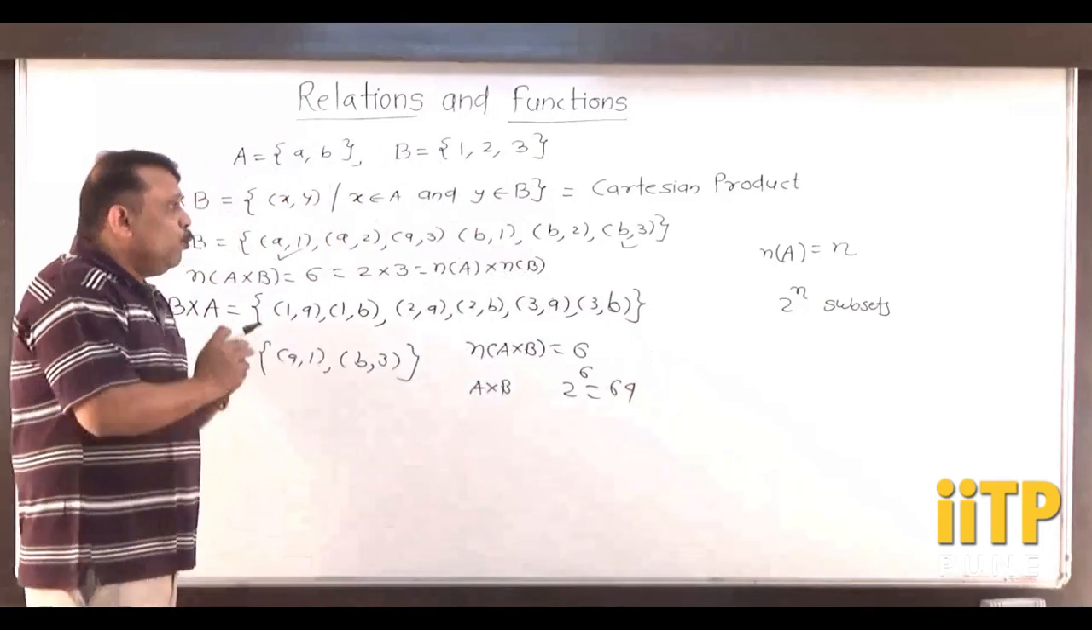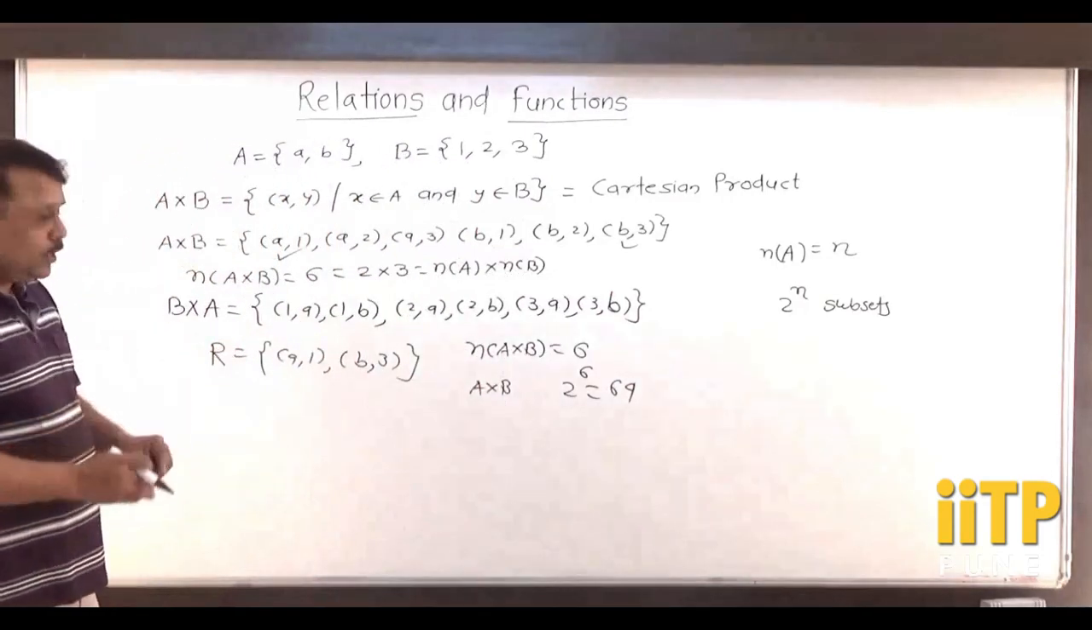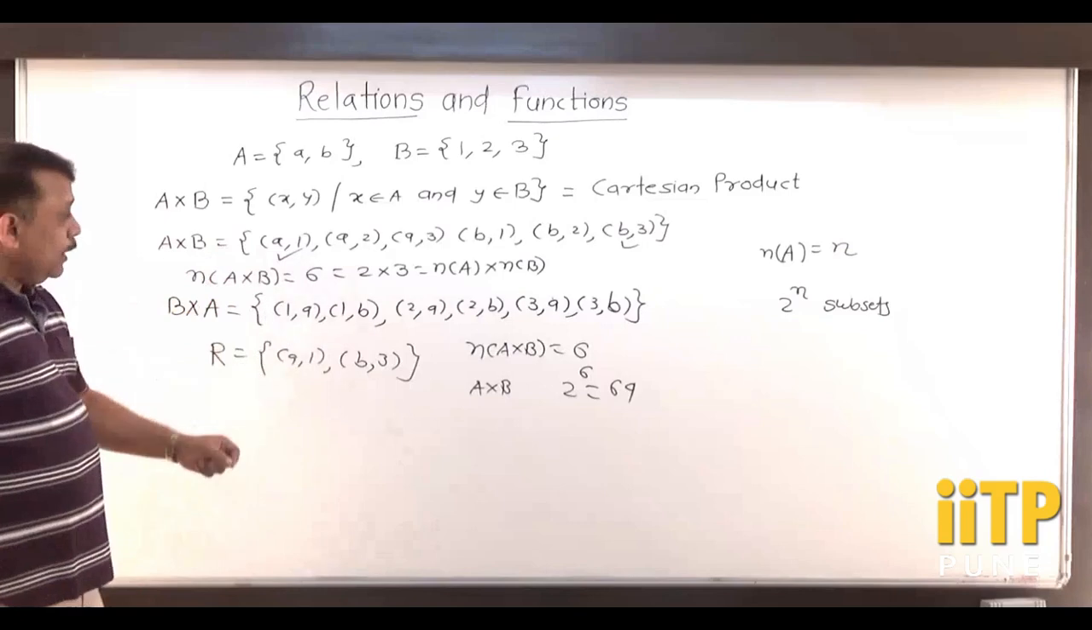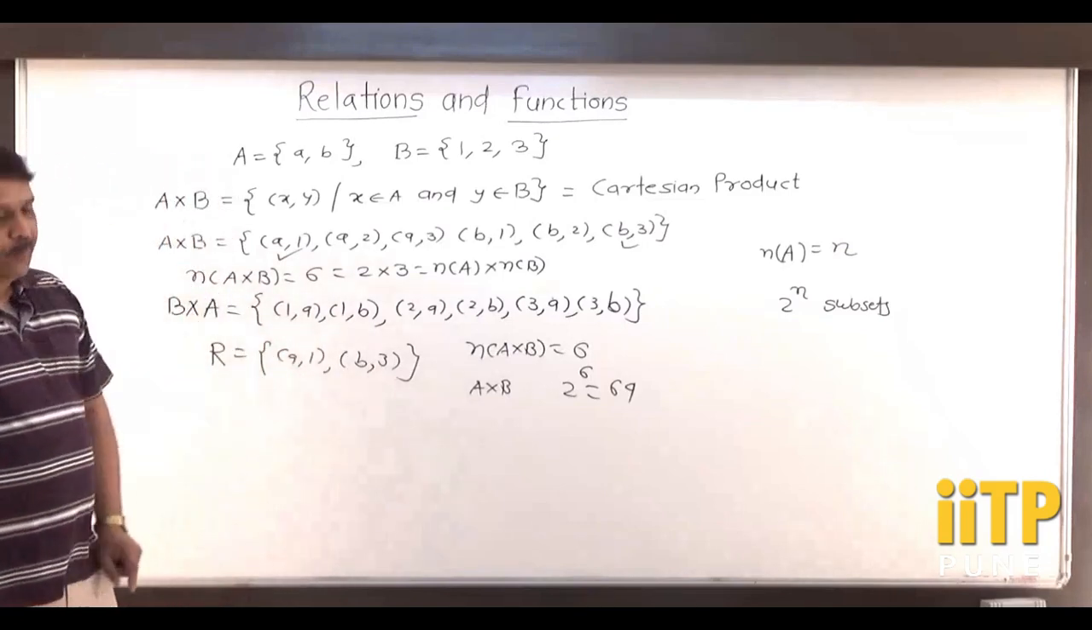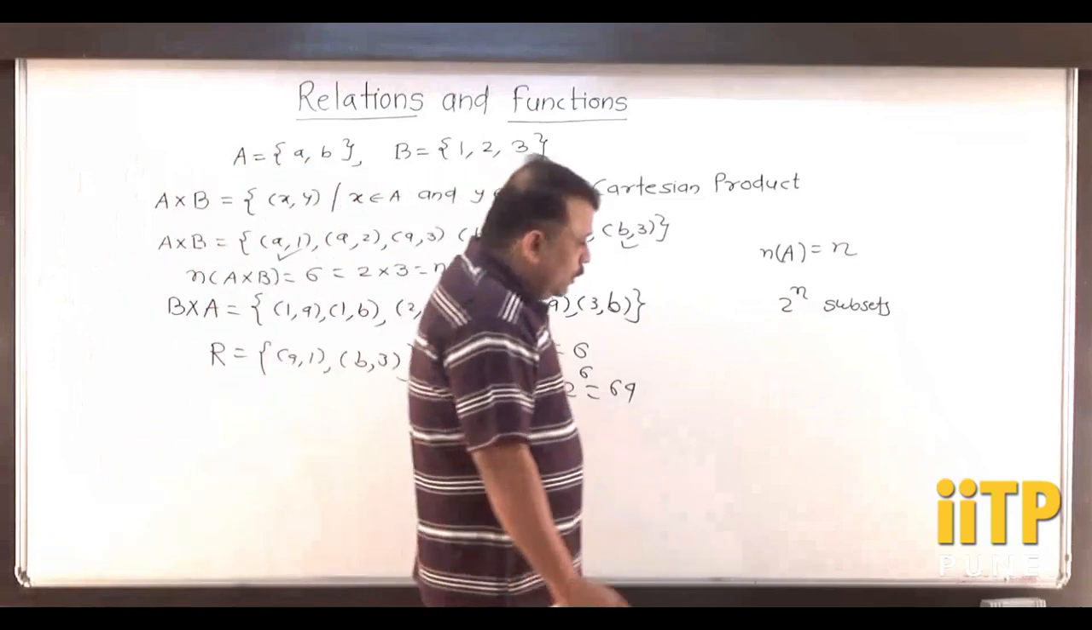So this way one can have a relation between A and B by choosing any subset of what? A cross B.